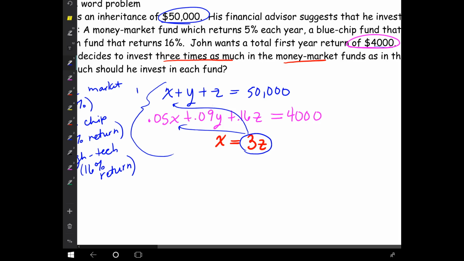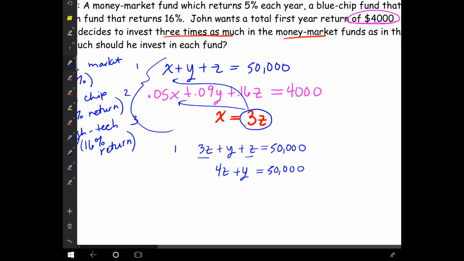So if I call this equation 1, 2, and 3, then equation 1 would look like 3Z plus Y plus Z is equal to 50,000. Combine like terms, and that would give me 4Z plus Y is equal to 50,000.